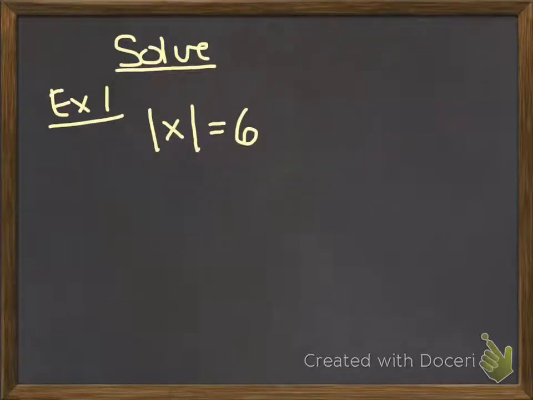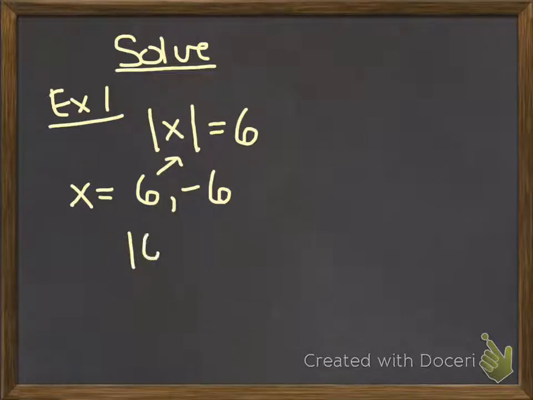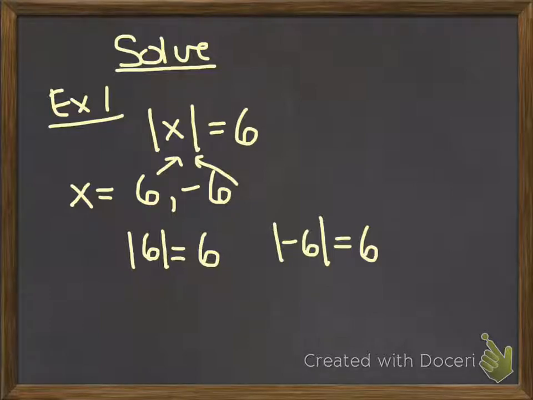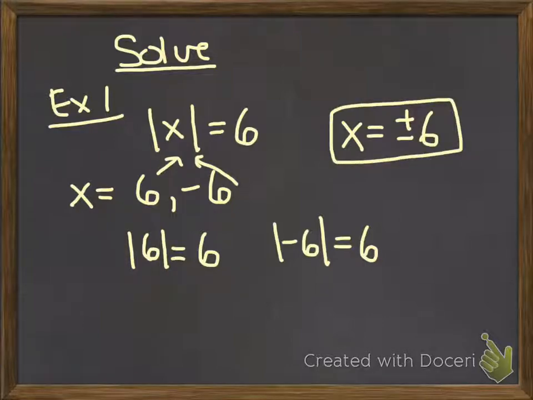So example 1, the absolute value of x equals 6. We have to find the numbers that when you put into x, you get the answer 6. So there are two answers, x equals 6 and x equals negative 6. That's because if I plug this back in, the absolute value of 6 is 6, and if I plug this one in, the absolute value of negative 6 is also 6. So there are two answers, x equals plus and minus 6, which stands for positive 6 and negative 6.